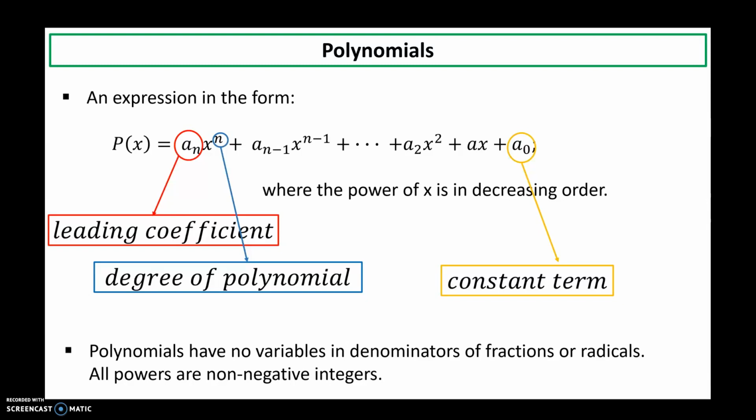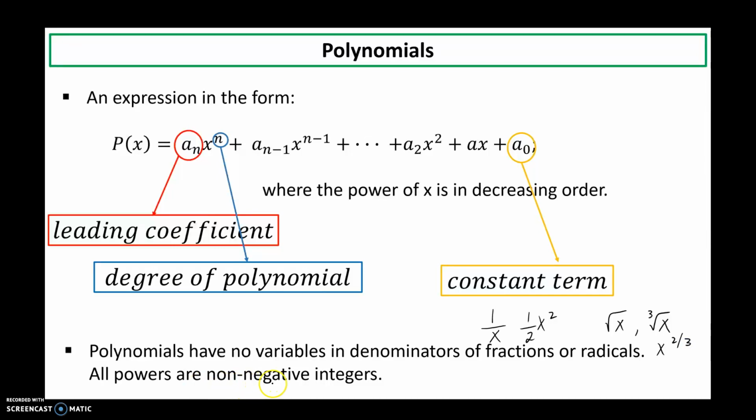Polynomials have no variables in the denominators of fractions. Okay, so 1 over x would not be a polynomial, but 1/2 x squared would still be an example of a polynomial. So you can't have a variable in the denominator of the fraction. You can't have any radicals. So square root of x, cube root of x, x to the 2/3 power. None of these would be examples of polynomials.